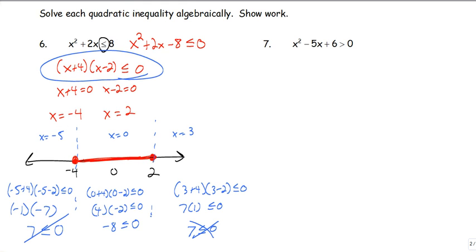So why don't you guys try the next one on your own? Pause the video now if you want to, and then otherwise you could follow along right now. So solving algebraically, again, make sure that everything's on one side and find your critical values first. So 6 is what? 6 and 1. So we can do x minus 6 and x plus 1.